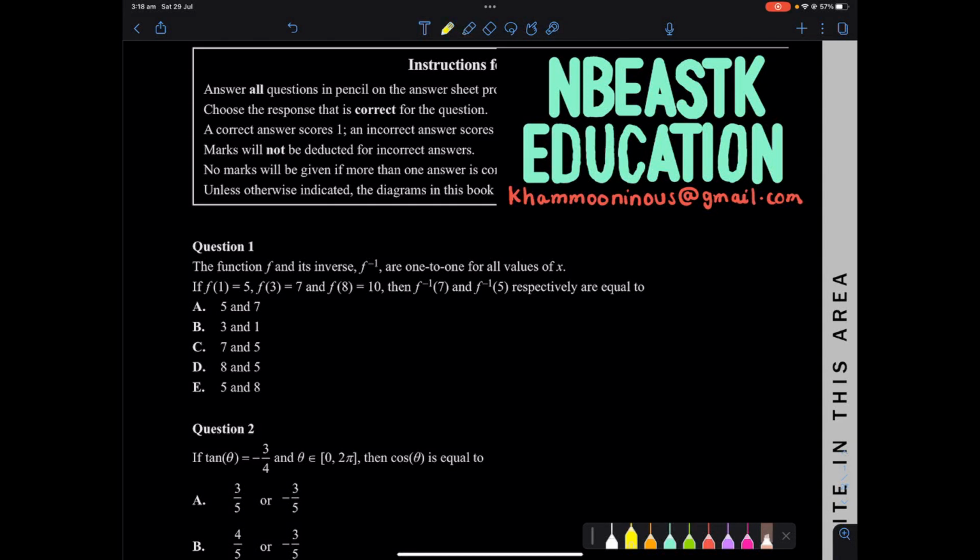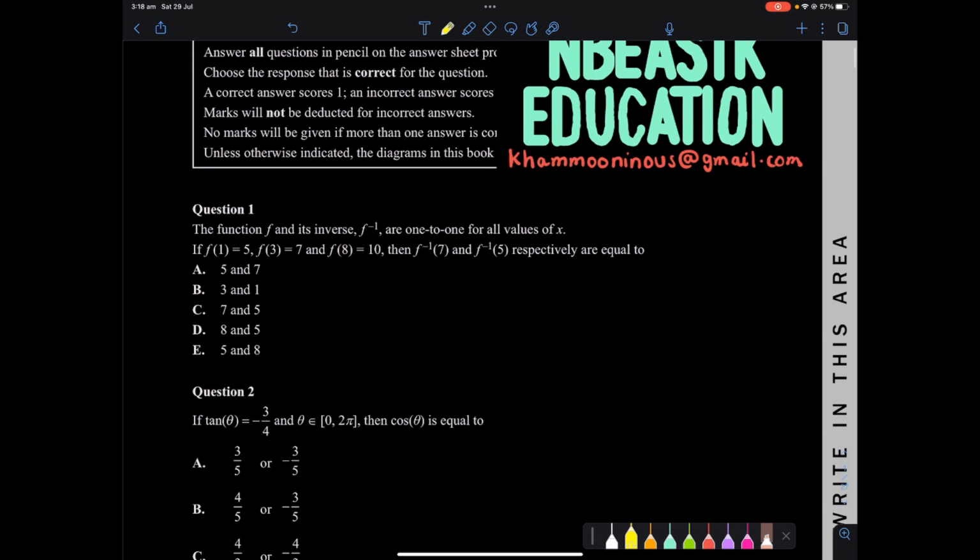So in today's video, I'm going to do the 2022 Northern Hemisphere exam 2 multiple choice questions. So let's get started. Question 1: the function f and its inverse are 1 to 1 for all values of x. If f(1) is equal to 5, f(3) is equal to 7, f(8) is equal to 10, what are f inverse of 7 and f inverse of 5, respectively equal?